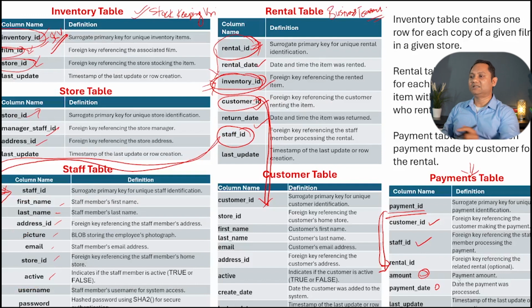Think of this. This is a rental table, right? This is your main transaction table in which a customer is renting one particular DVD or one particular inventory, and that's given by one staff, right?